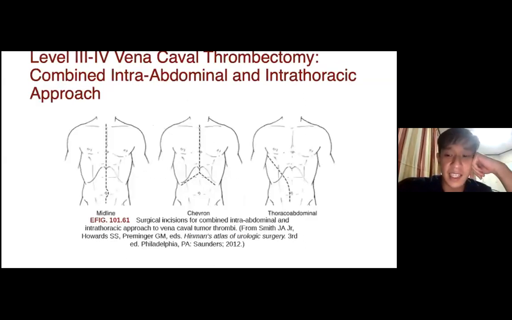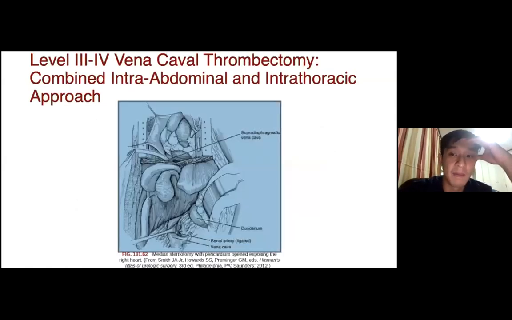So lastly, this is a different approach. For level 3 and 4, the thrombi that cannot be removed intra-abdominally are managed by combining an intra-abdominal and intrathoracic approach: chevron laparotomy with sternotomy, or anterior midline laparotomy with sternotomy incisions. It is preferred to do the anterior midline laparotomy with sternotomy, and a cardiothoracic surgeon needs to participate in the planning.